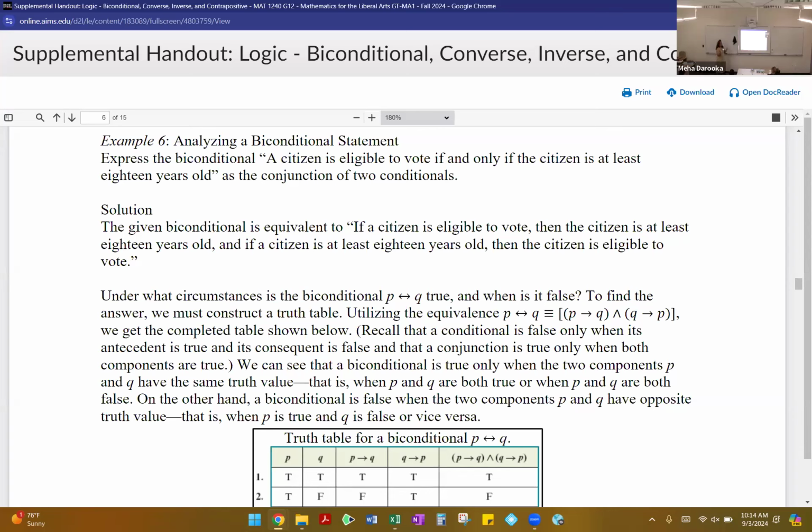Yes, Dominic? A citizen is eligible to vote, and then a citizen is 18. At least 18. Yeah, very good. So you're actually taking it apart like it's written down for us. Very nice.